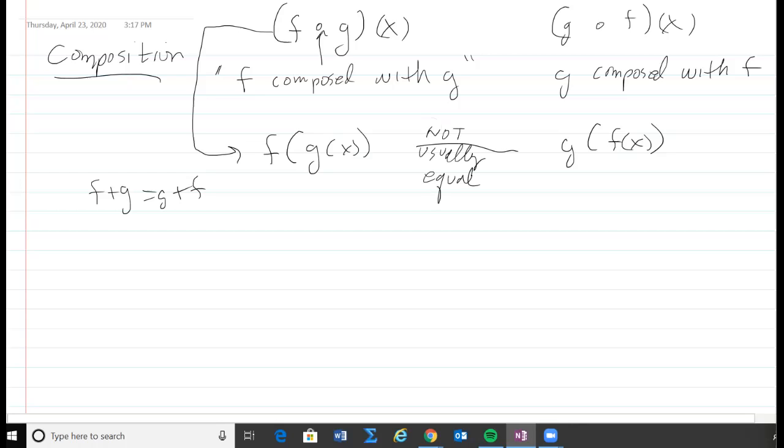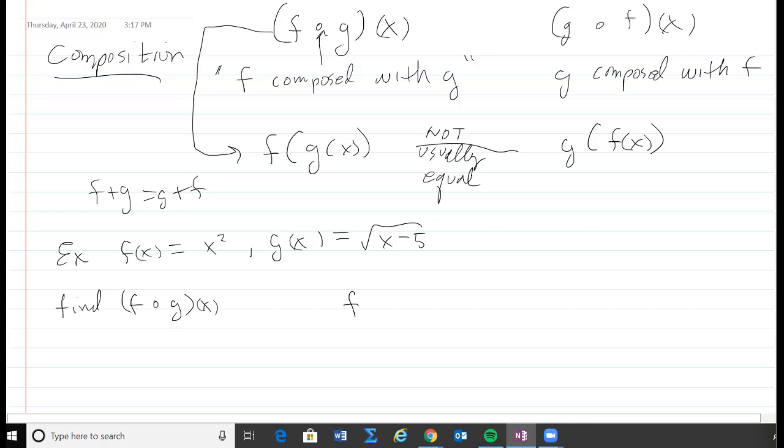Okay, not usually equal. All right, let's take an example then. Let's say we have f of x is x squared, and g of x is the square root of x minus 5, for example. And let's just say we want to find f composed with g, like that. Well, that would be f of g of x.